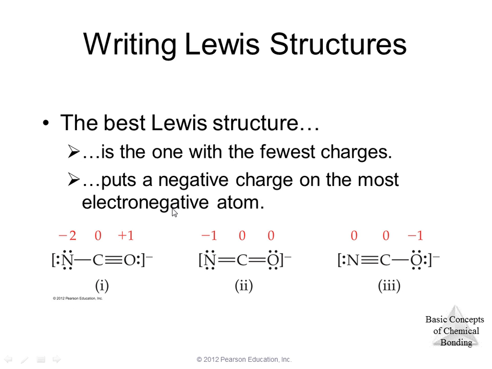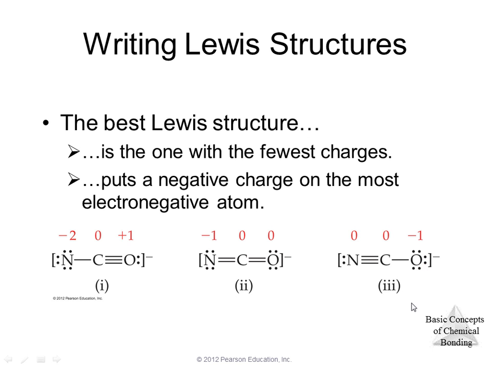The best Lewis structure is the one with the fewest charges. So if you can get them all to be 0, that's awesome. If they don't all equal 0, put a negative charge on the most electronegative element. So take a look at these that we've got here on the screen. -2, 0, +1. -1, 0, 0. 0, 0, -1.